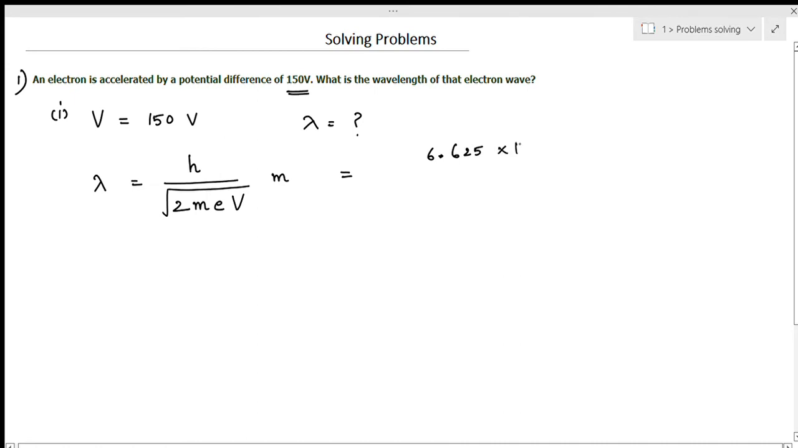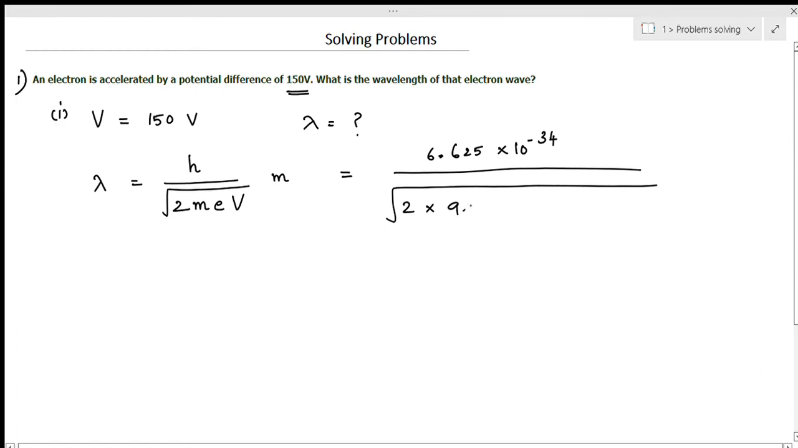6.625 into 10 power minus 34, divided by root of 2, the mass of the electron here 9.1 into 10 power minus 31, into the charge of the electron 1.6 into 10 power minus 19, into the given value of the potential difference, 150 volt.